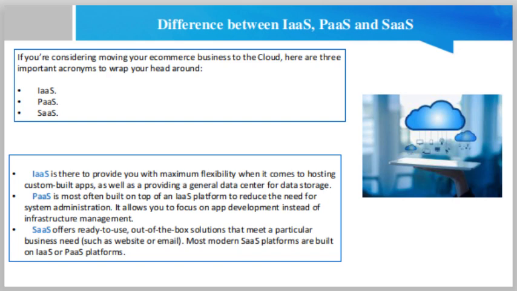So, what are the differences between IaaS, PaaS, and SaaS? IaaS is there to provide you with maximum flexibility when it comes to hosting custom built apps, as well as providing a general data center for data storage. PaaS is most often built on top of an IaaS platform to reduce the need for system administration. It allows you to focus on app development instead of infrastructure management. SaaS offers ready to use out of the box solutions that meet a particular business need, such as website or email. Most modern SaaS platforms are built on IaaS or PaaS platforms.